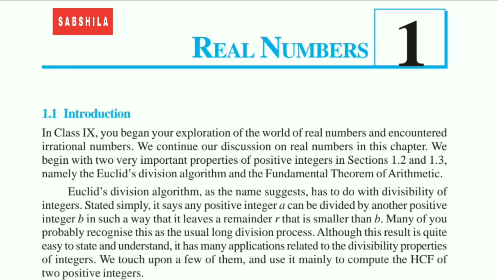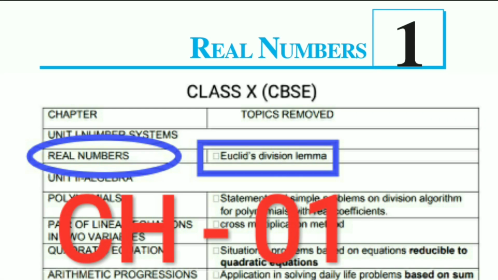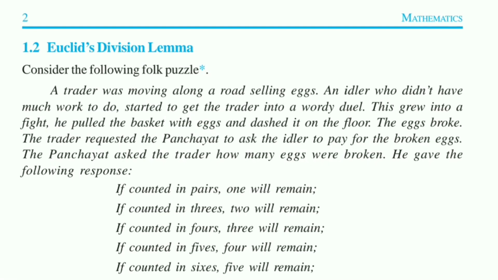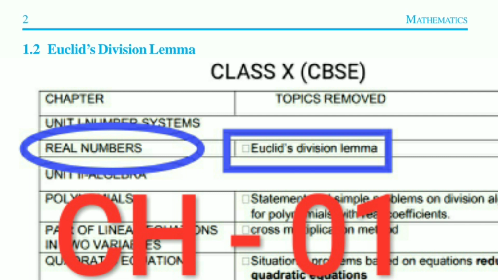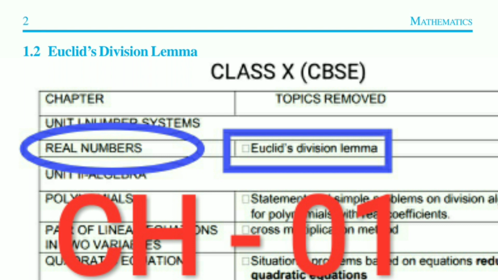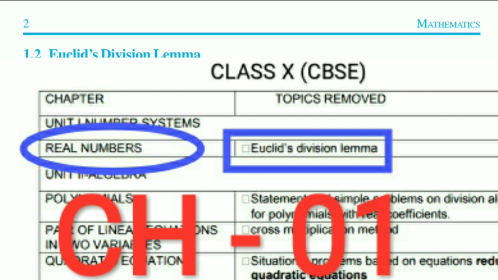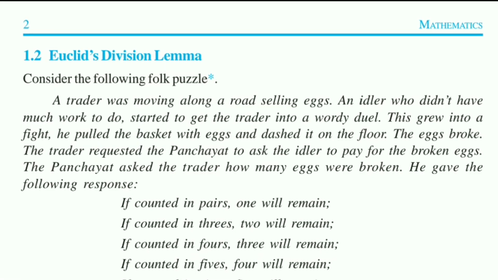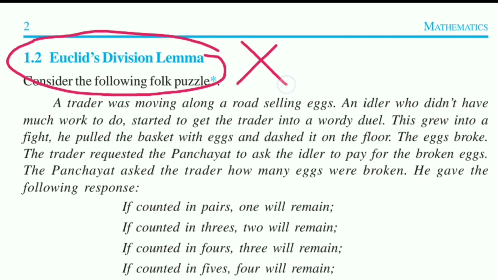Now we will discuss the topics removed from the syllabus for the session 2020-21. Let's start the video. If you look at the syllabus, from the chapter Real Numbers, chapter number 1, the first point, Euclid's division lemma, is removed. That means you do not need to read this topic.